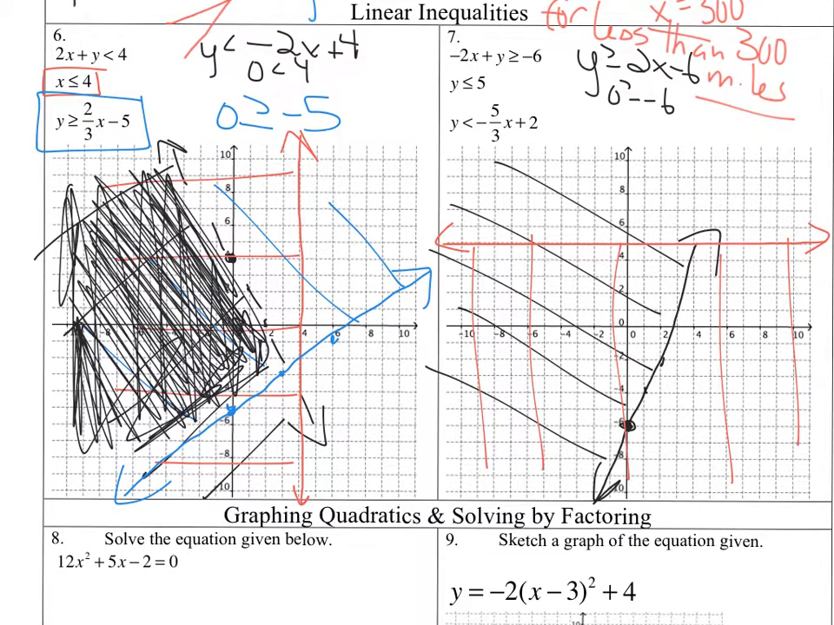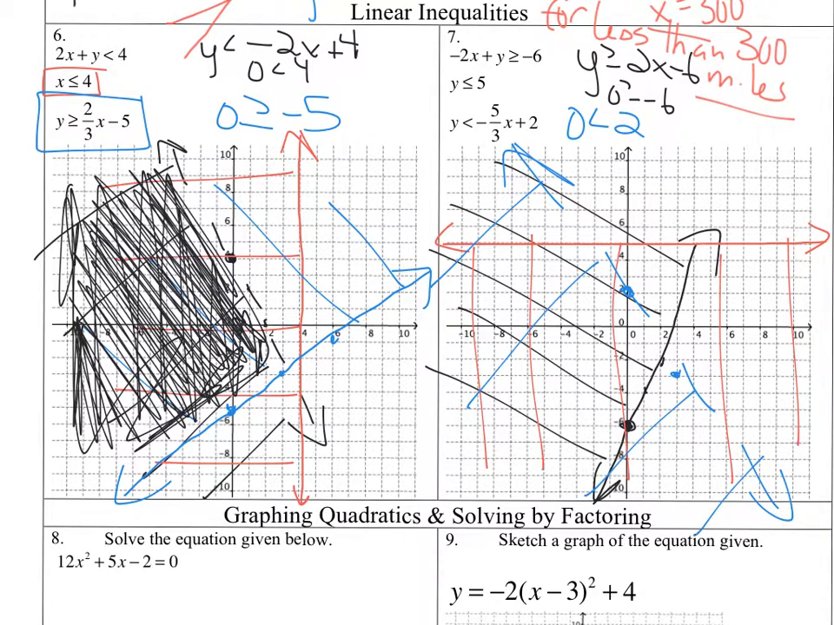And then I say 0, 2 for the bottom one. And I go down 5, over 3 to the right. 1, 2, 3. This one's going to be a dotted line. And then is 0 less than 2? Yes. So then I shade this way.